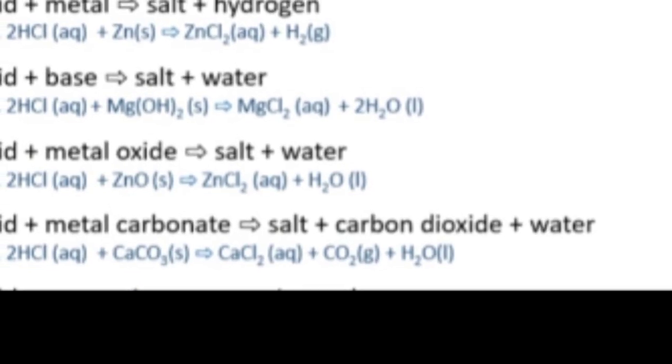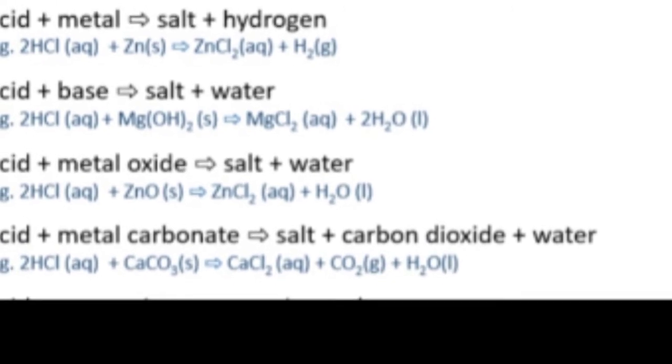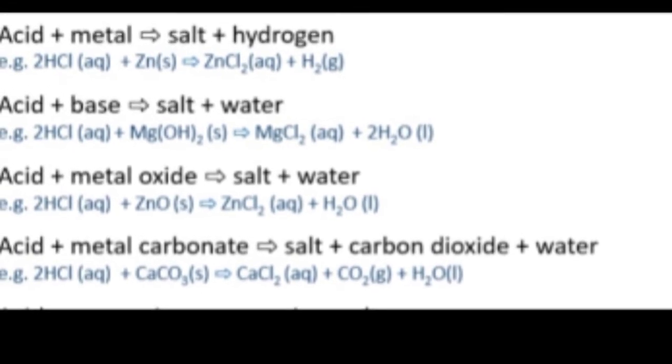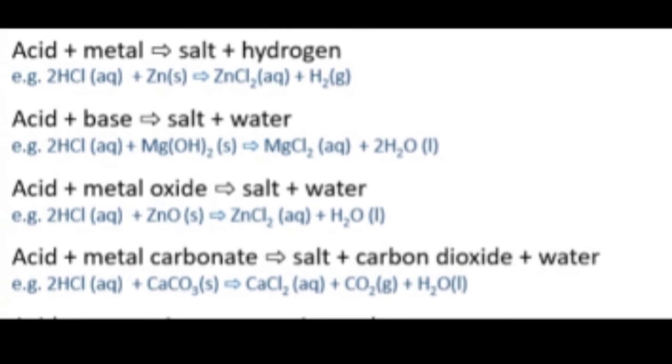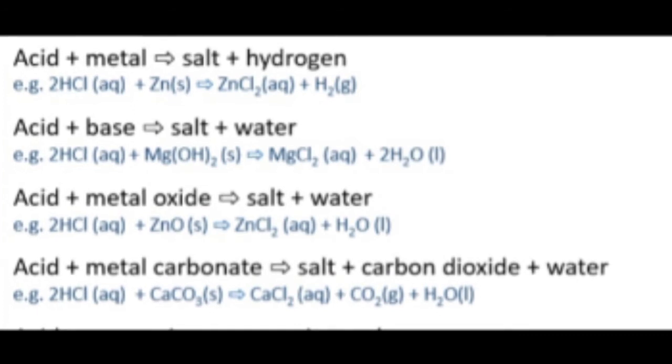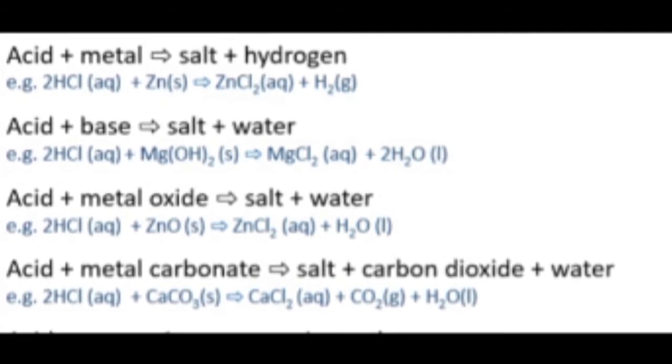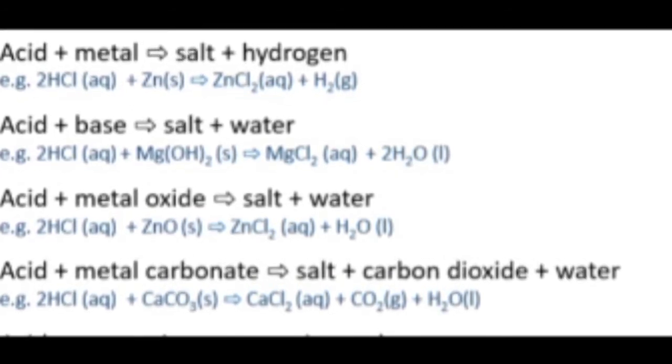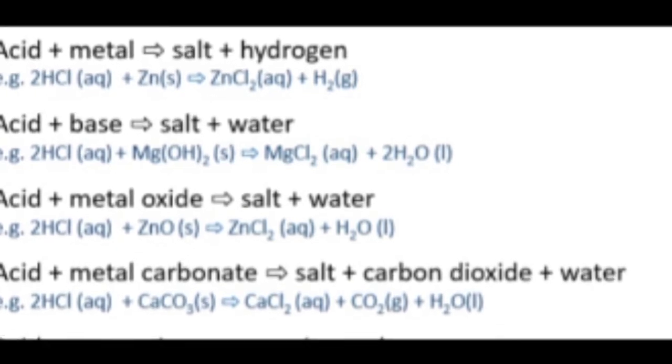Then we have learned that when acid and metal react, it will give you salt and hydrogen gas. Then acid plus base will give you salt and water. Next, acid when it reacts with metal oxide will give you salt and water. Then acid plus metal carbonate will give you salt, carbon dioxide and water.